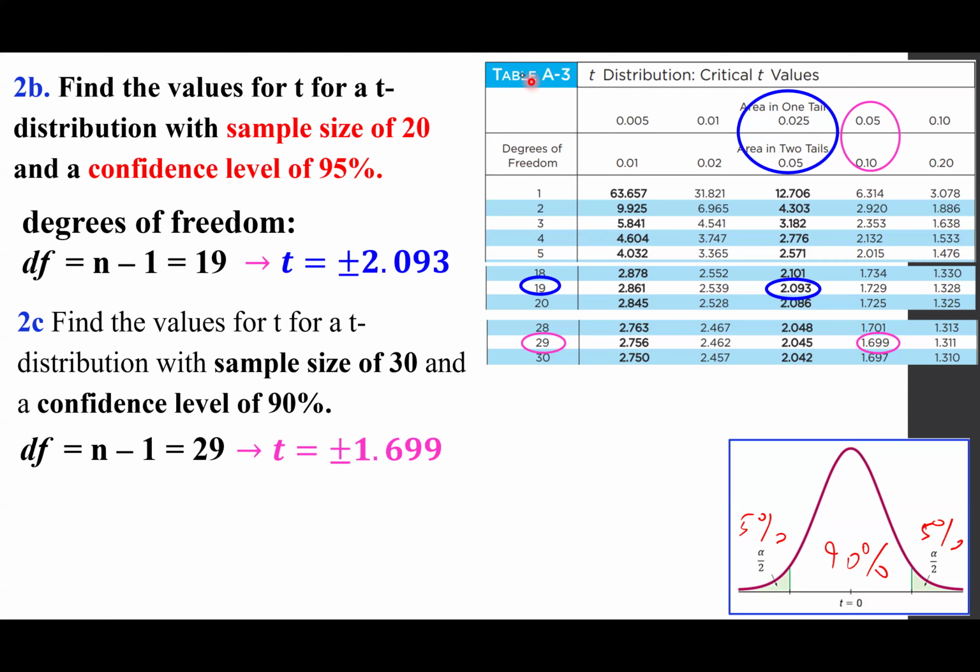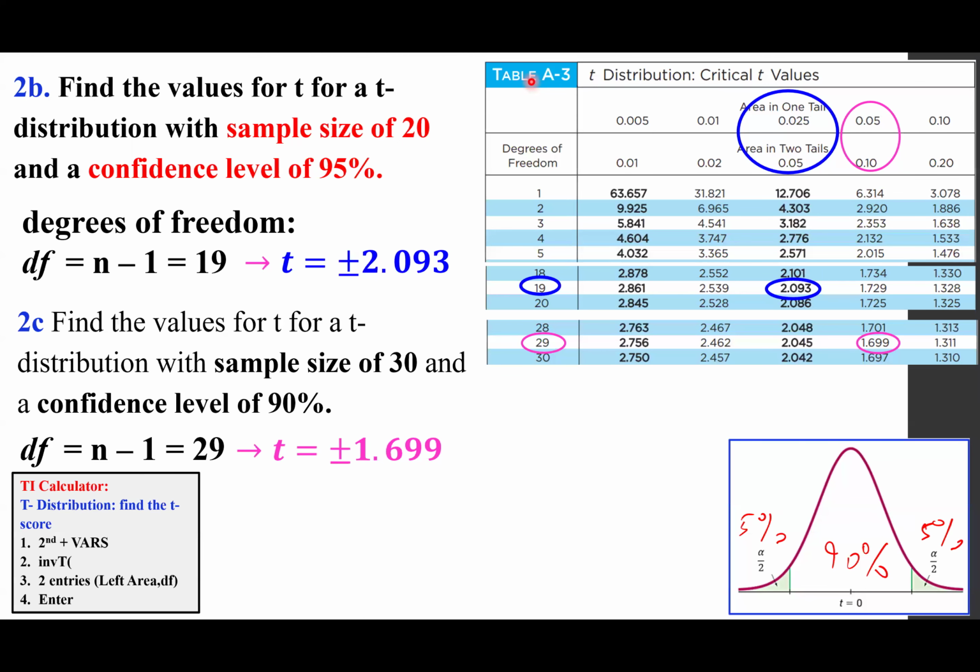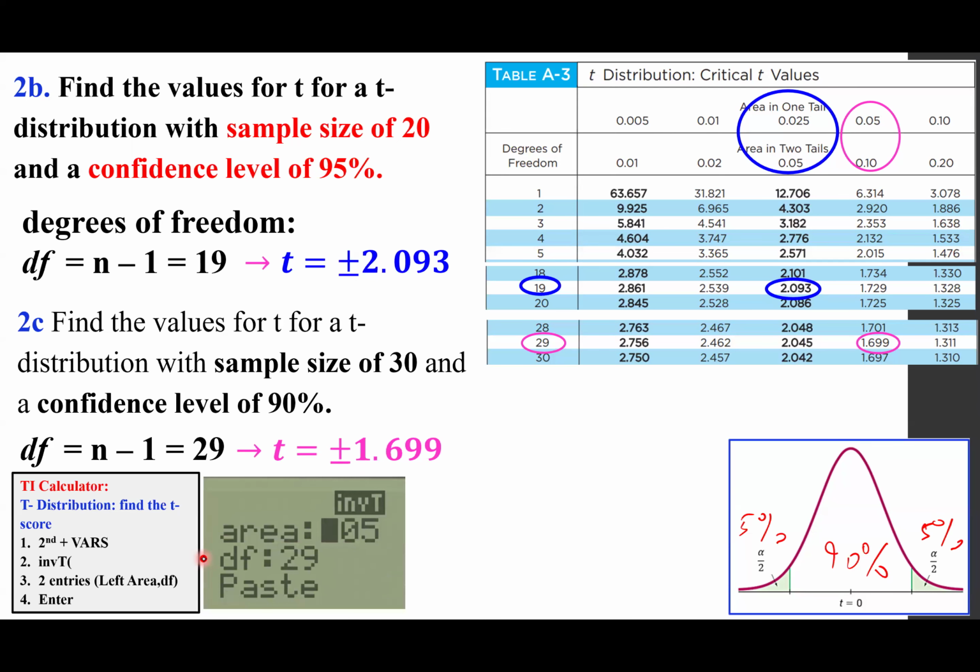However, if we were to use technology, for example, TI, we would go with second variables inverse t, and we put the two entries, left area and degrees of freedom. So area on the left is inverse t, 0.05, degrees of freedom is 29. And of course, the answer that you get here is this one, everybody. And you should recognize there are two answers. And of course, technology gives you a lot more decimals, and you have to round it accordingly. That's important to understand.